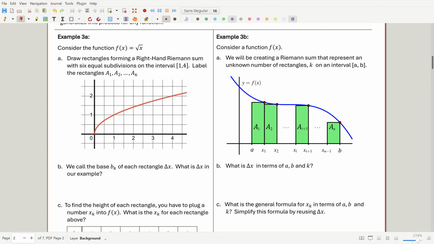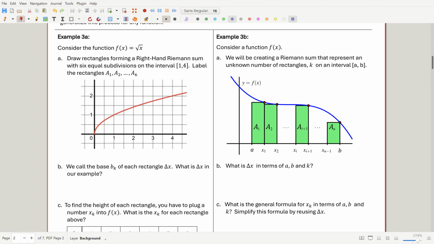There were 3 things we had to look at. We needed to know what our width was each time. We computed that. We had to figure out what x value we were plugging into our function, and then what our function looked like once that x value was plugged into it. So we did it in a specific case where our function was the square root of x, and then in a general case where our function was just f of x.